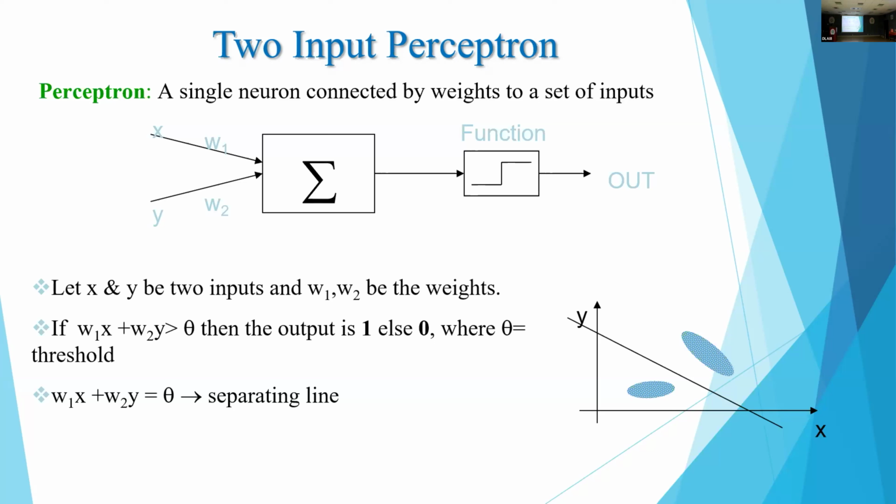If AX plus BY plus C greater than 0, then class 1. If AX plus BY plus C less than 0, then class 2. It is the class 9-10 mathematics linear inequation that we used to solve. Lower region, lower part, one region; upper part, another region. Exactly the same thing. So a neuron is providing me a decision boundary.